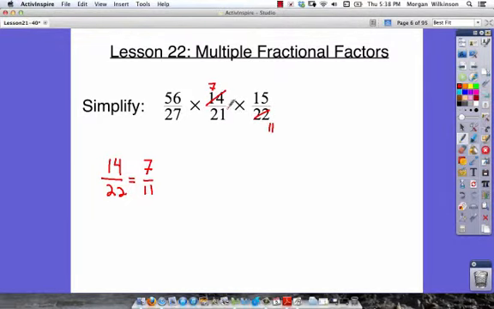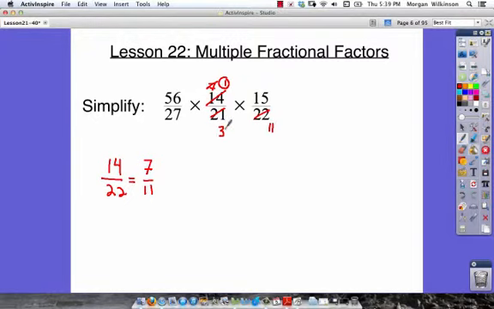Now when I look at this some more, I can see I have a 7 and a 21. Well, 7 goes into 21 3 times. So 7 divided by 7 is 1. I'm going to circle that. And 21 divided by 7 is 3. So 7 over 21 is really the same thing as 1/3. We're making some good progress here.